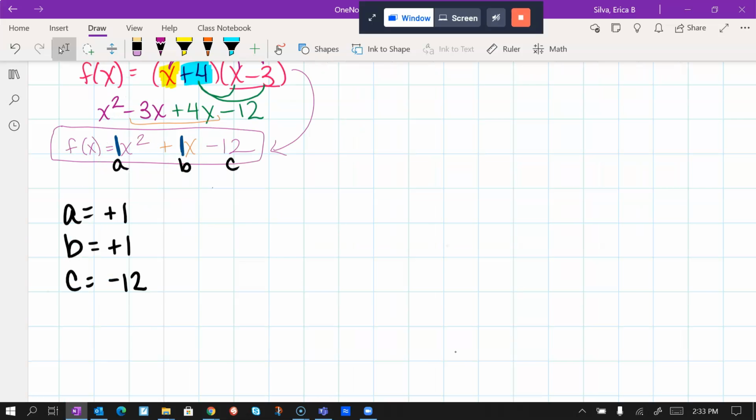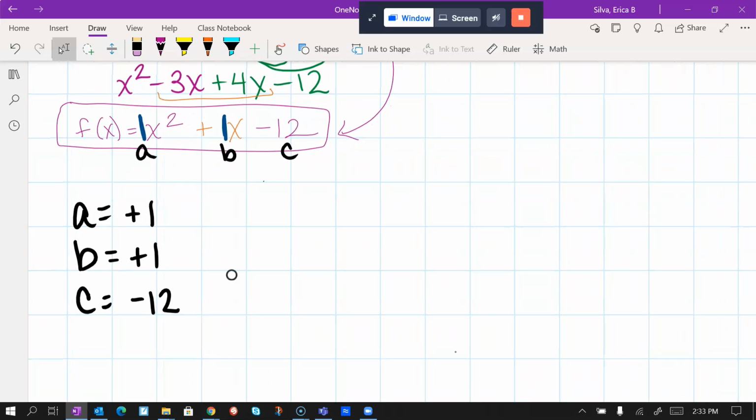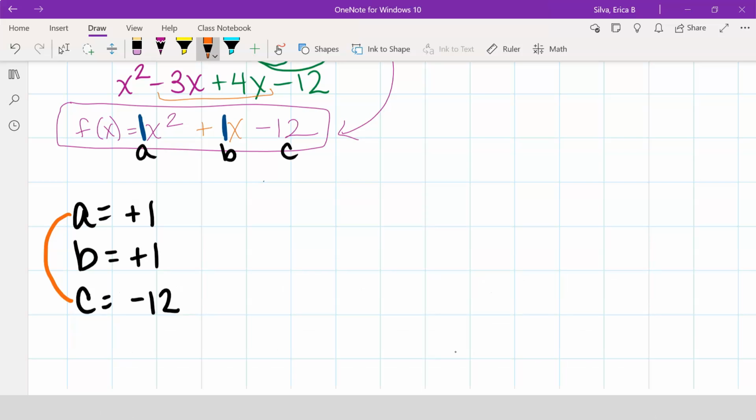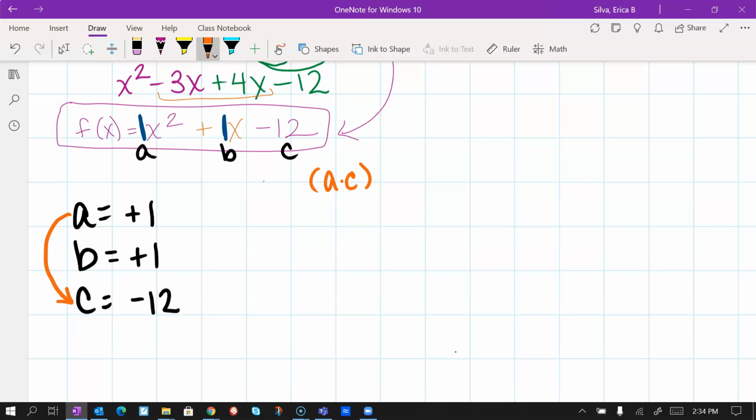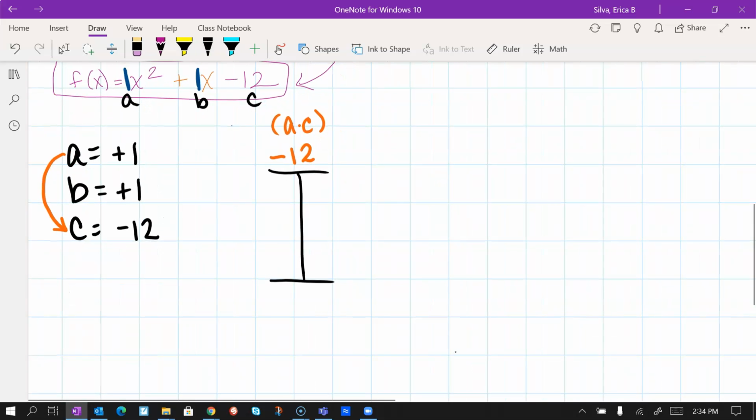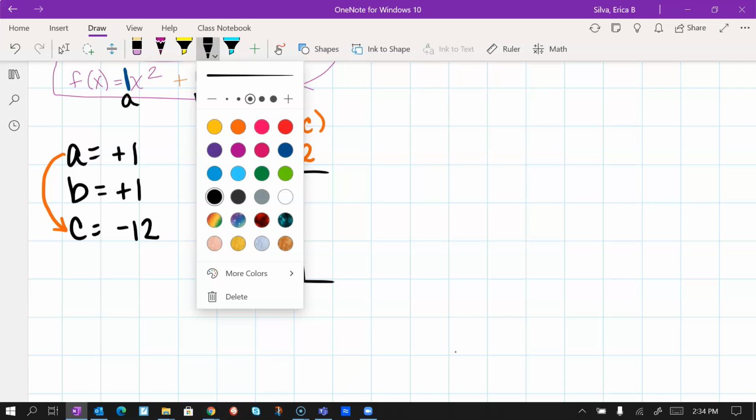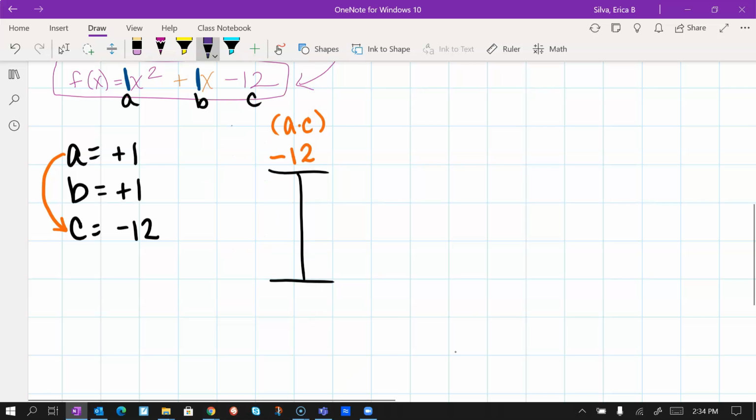We're going to first multiply my A times my C, and we're going to put the number here. So in this case, it's 1 times negative 12, which is a negative 12. And then we're going to set up our little bunk bed. I call it my bunk bed. I'll tell you guys the story why later. But whatever's remaining is that positive 1. That one is going to go on the bottom. And it's like B for bottom.